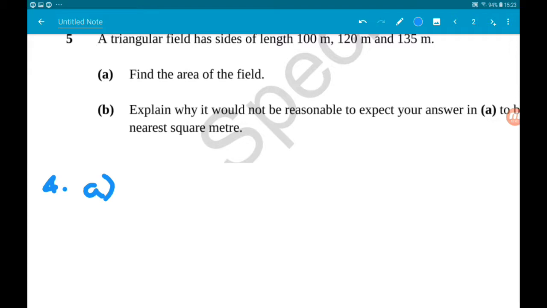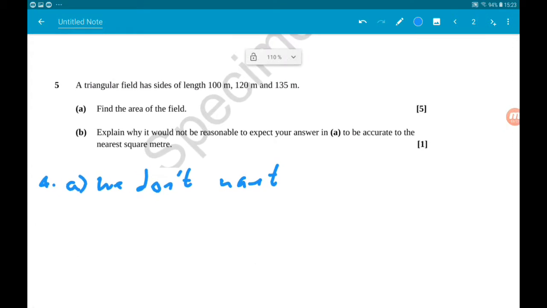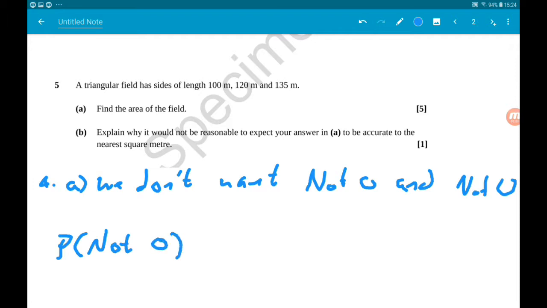So we don't want not O and not O. So, sometimes with probability, it's a lot easier to work out the probability of what you don't want and then subtract that from 1 to get the probability of what we do want. So the probability of not O. Well, the probability of O is 49%, 0.49. So the probability of not O is 0.51.